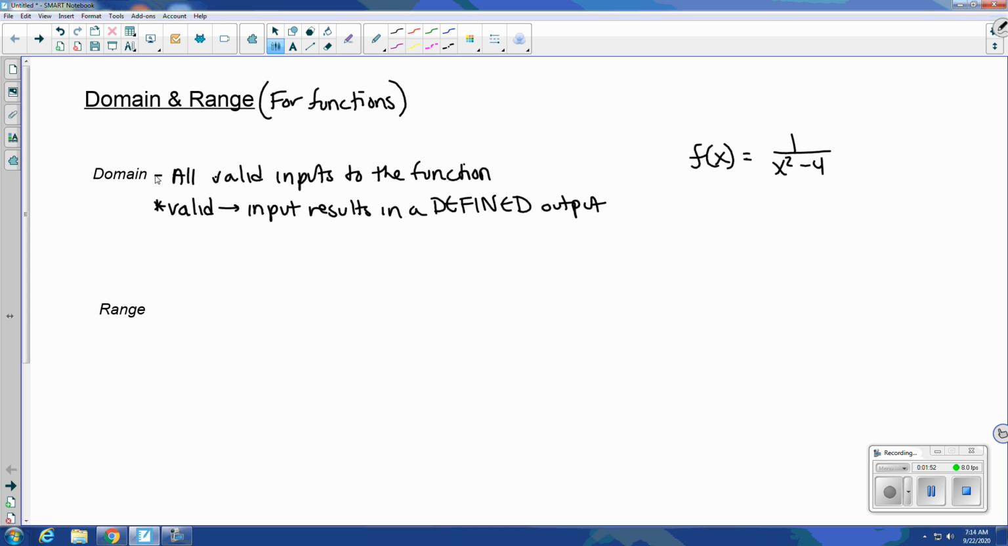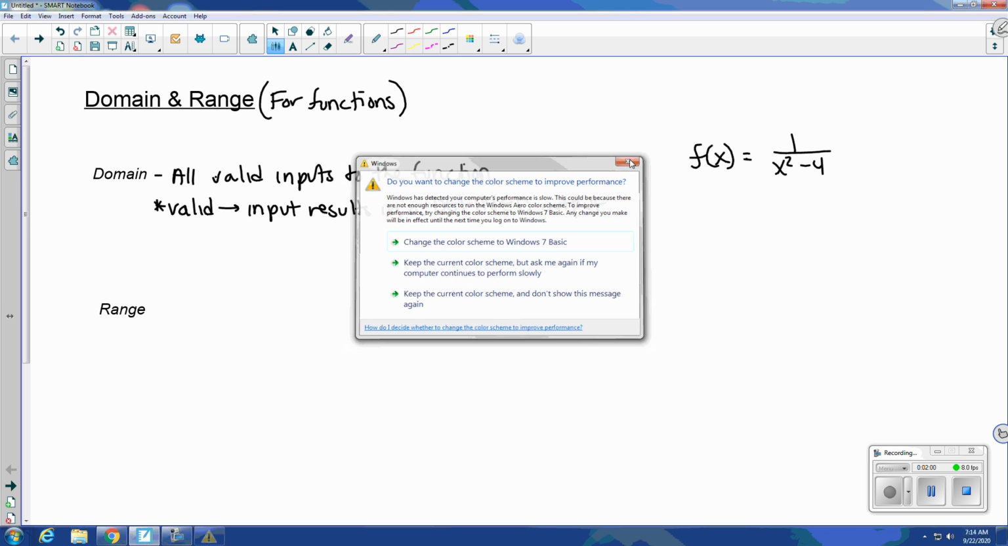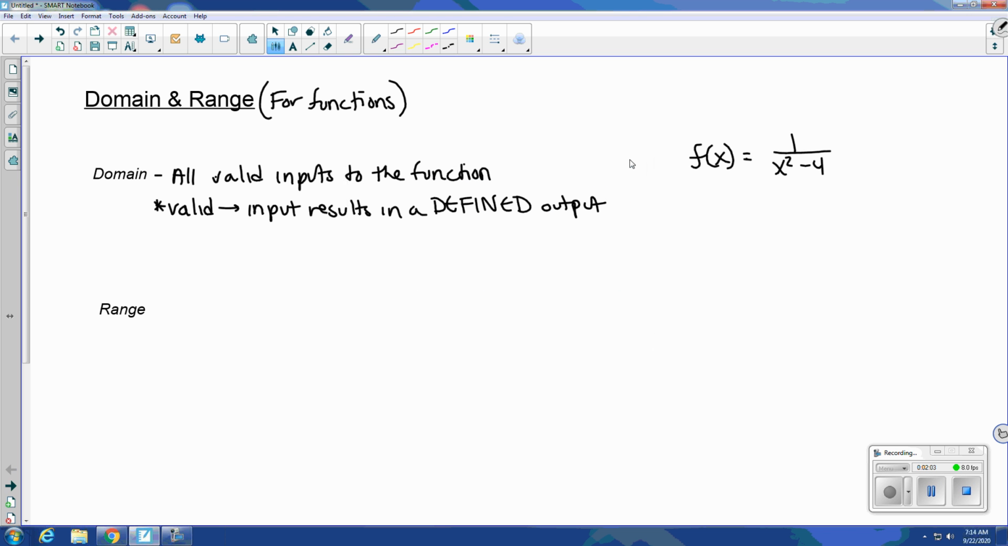So I might want to check where this denominator is going to equal 0. What value of x, when I square it and subtract 4, would result in 0? I would notice that x equals 2 results in a 0 for the denominator, and therefore the overall output would be undefined because I would have 1 divided by 0. But also x equals negative 2 could work, because when I square negative 2, I get positive 4, minus 4 equals 0. So these two values are not valid inputs. x cannot equal either of these.